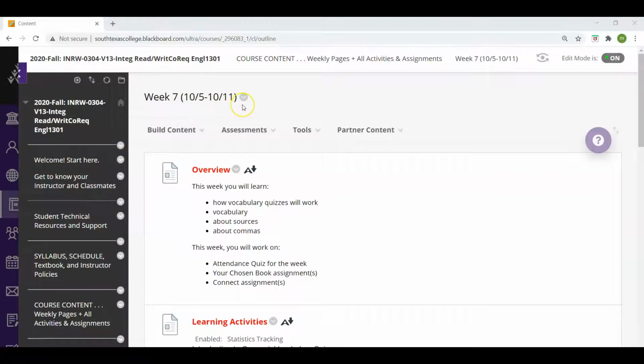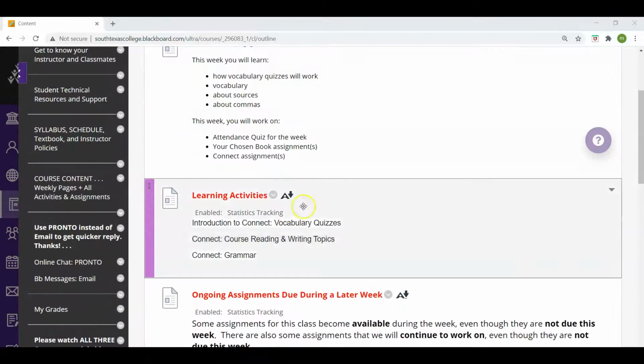We're looking at the week 7 folder here. And that's good because I'm going to introduce, it says here, Introduction to Connect Vocabulary Quizzes. So even though I'm saying quizzes, which they are, there are 10 items and they're multiple choice and you try to select the right answer. So sure, they're quizzes, but they're not in the sense that they're timed.